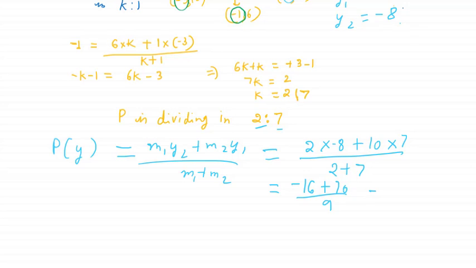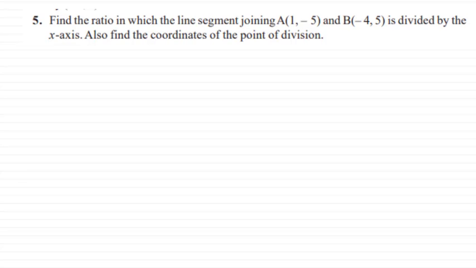Let's see what we'll get after solving this. Here I'll get 54, and 54 divided by 9 will give us 6. So you can see the coordinate that is given here is also 6, so y equals 6. That means our answer is correct. So the required ratio will be 2:7.